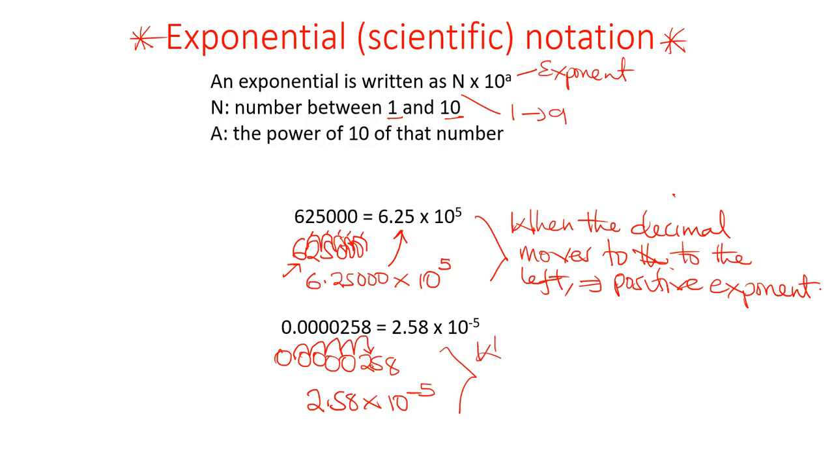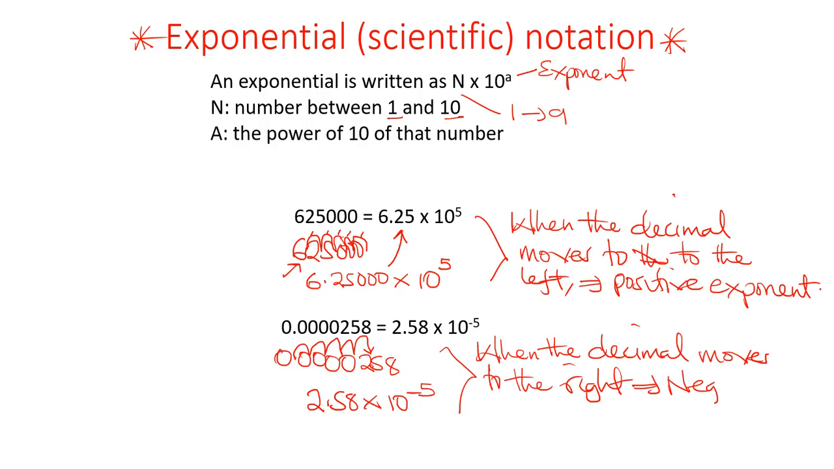The reason is because I have moved the decimal point to the right. So when the decimal moves to the right, this implies a negative exponent. So let us take note of that. You will be required to write values in scientific notation. All right, let's move on.